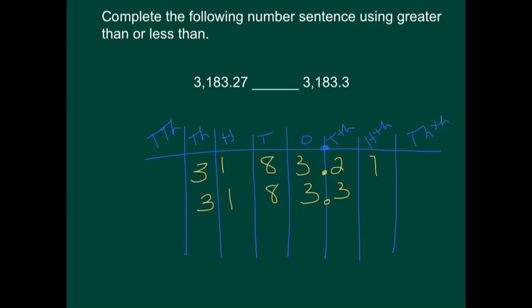Now all I'm doing is going from my largest place value to my smallest place value. 3 and 3 is equal, 1 and 1 is equal, 8 and 8 is equal, 3 and 3 is equal, 2 and 3 is not equal. 3 is my greater number, meaning this is my greater number. So 3,183 and 27 hundredths is less than 3,183 and 3 tenths.